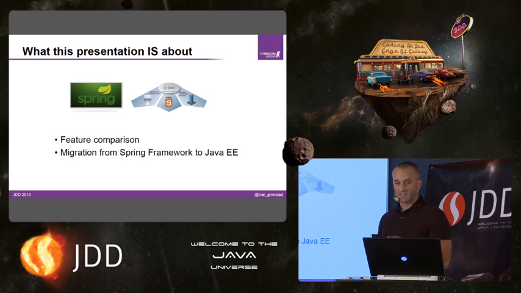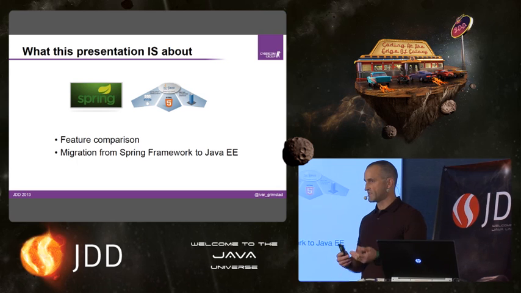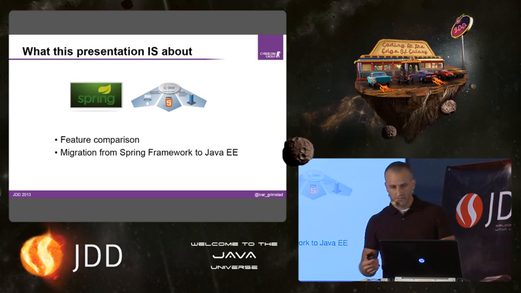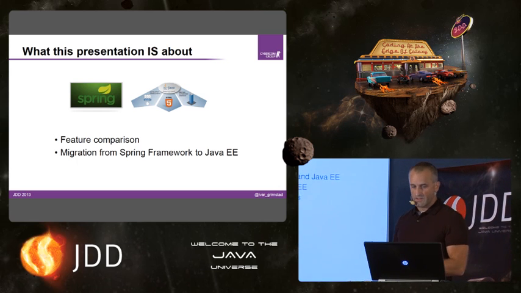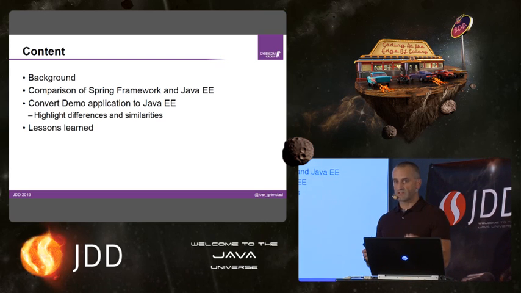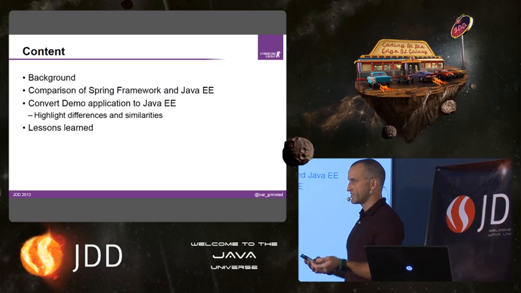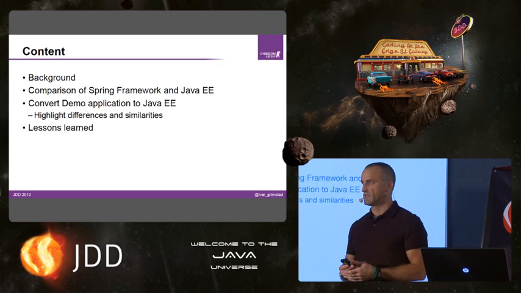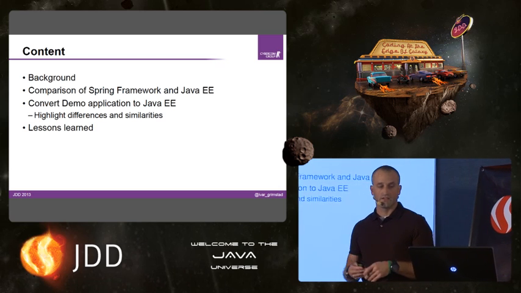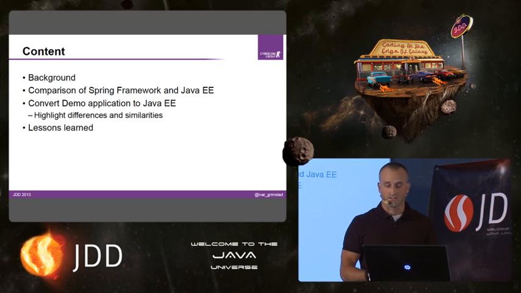And this presentation is going to be kind of code and demo heavy, so there will be some switching between slides and the presentation and the code, but I hope you can cope with that. So first of all, I'll give some background of the frameworks, some history. Then I'll just compare them briefly and show which features we're going to look deeply into. And then I'll convert a demo application from Spring to Java EE, and as we go, highlight the differences and similarities, and then wrap up with some lessons learned afterwards.